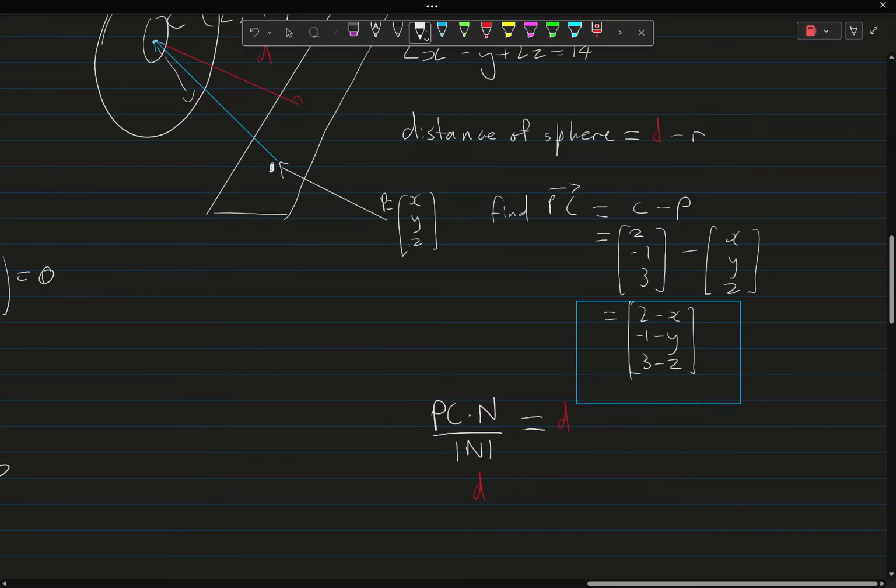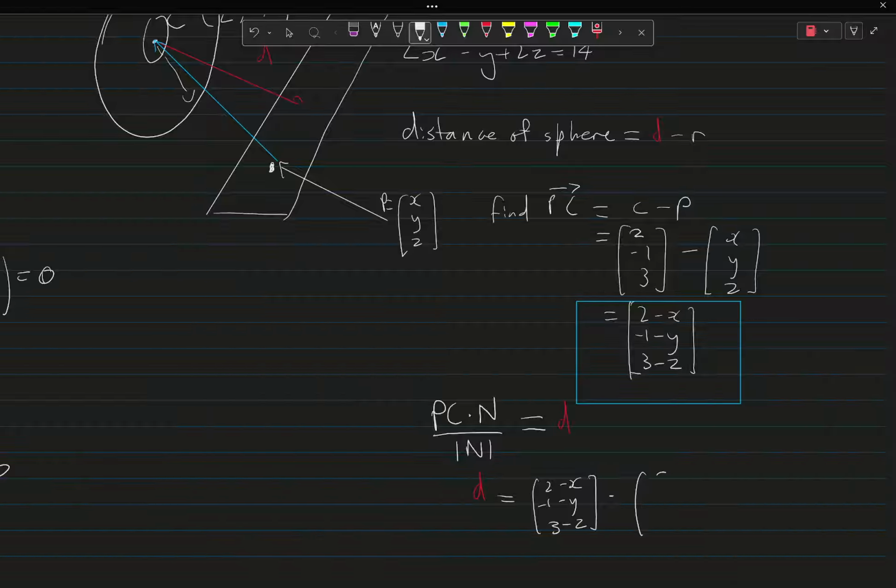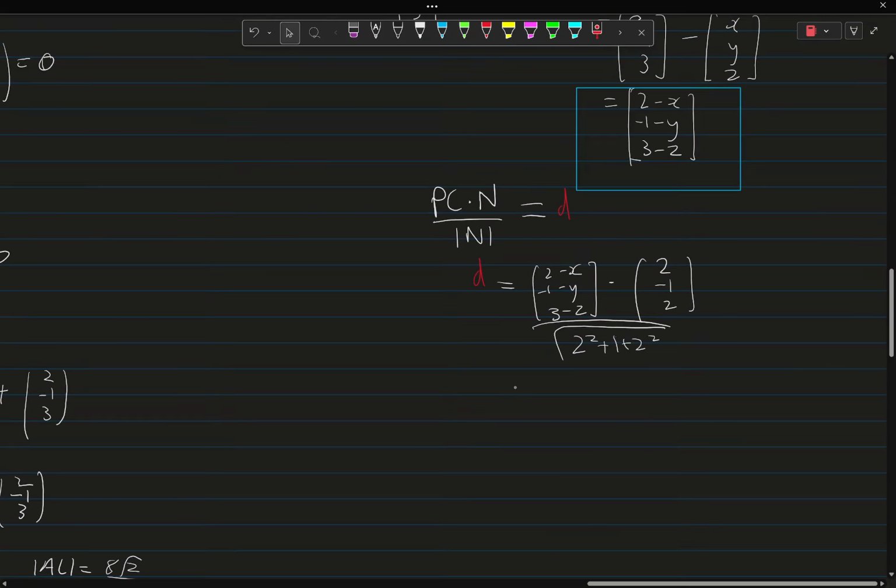The distance is then equal to (2 minus x, negative 1 minus y, 3 minus z) dot product (2, negative 1, 2), and then divided by the square root of 2 squared plus 1 plus 2 squared, and we've seen time and time again that is equal to 3 because it's root 9.